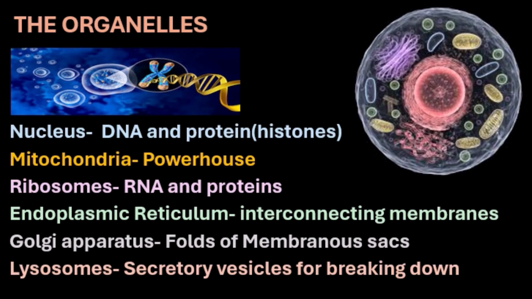The organelle. The organelle consists of the nucleus. Nucleus has DNA and proteins made of histones. Then mitochondria, which is the powerhouse of the cell. Then ribosomes, which has RNA and proteins. Endoplasmic reticulum, which is the interconnecting membranes. Golgi apparatus is the stack of membranous sacs, and lysosomes are the secretory vesicles for breaking down. Remember all these points for your exams.